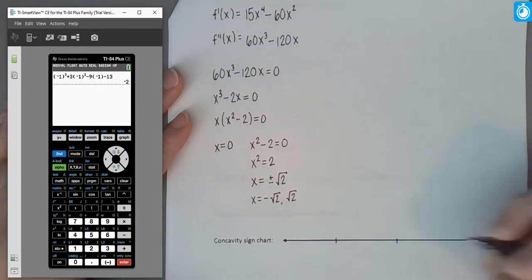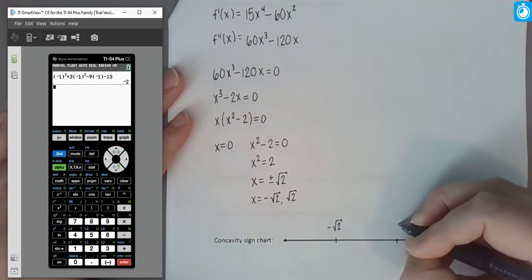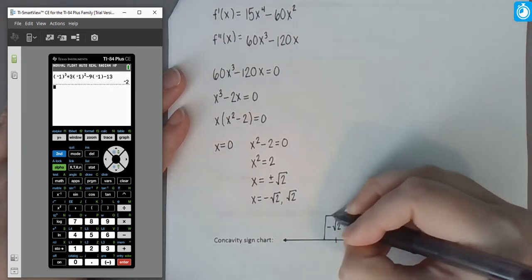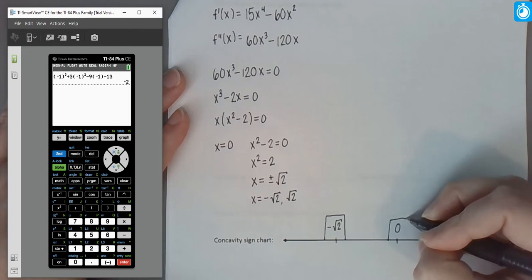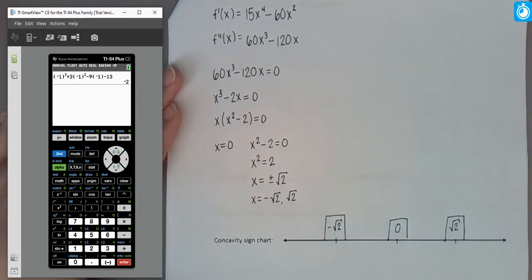So put 3 marks here on the sign chart. So smallest to largest, negative root 2, 0, then positive root 2. Again, I'm going to box them in so that we don't confuse any numbers that we might put here. Okay, now to save ourselves a little bit of time, let's do kind of what we did before.